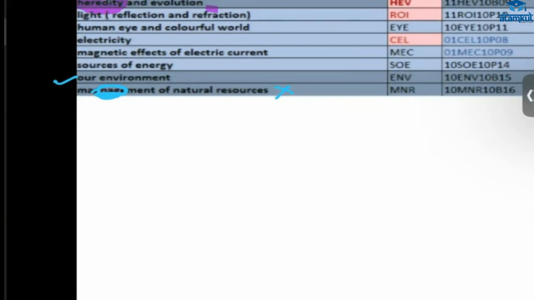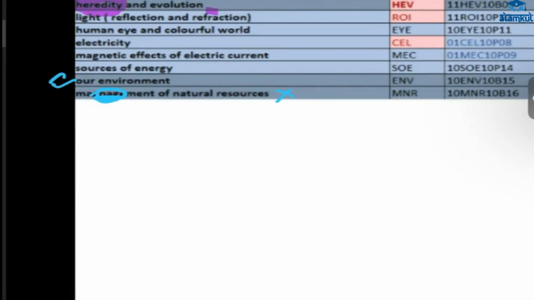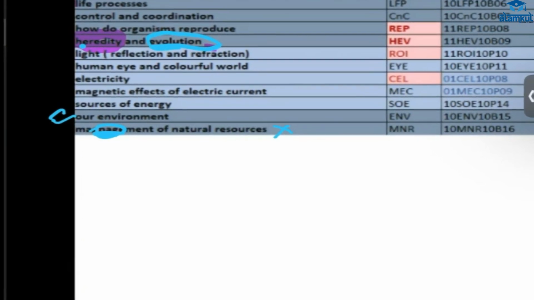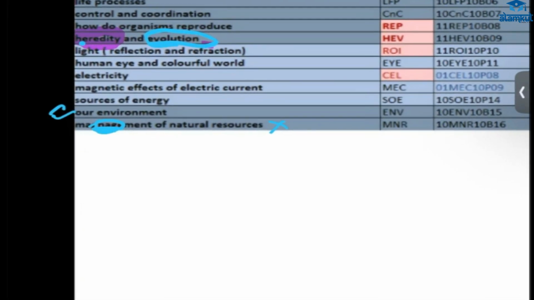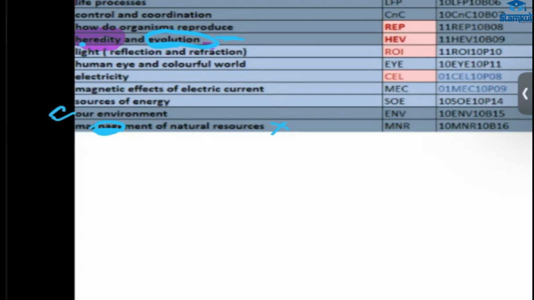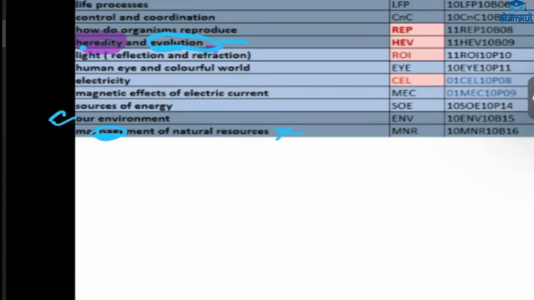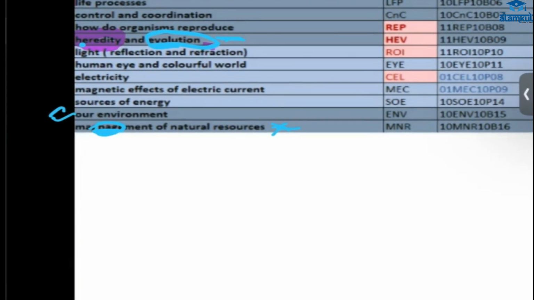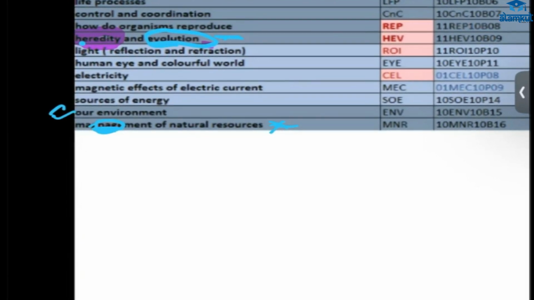Ma'am, this chapter will come, and heredity and evolution won't come, right? Have you checked your syllabus? Yeah, ma'am, I'll ask my biology teacher today after the class. Yeah, you can ask her, because last year these two chapters didn't come. Heredity came, evolution did not come, and management of natural resources didn't come.